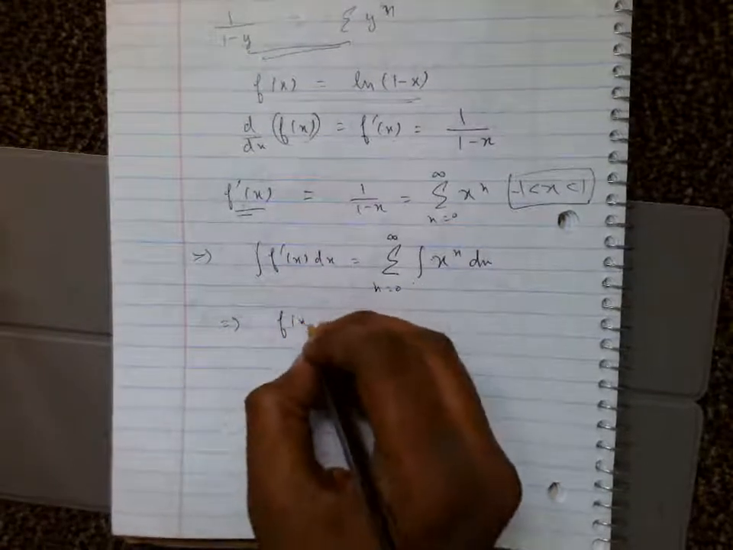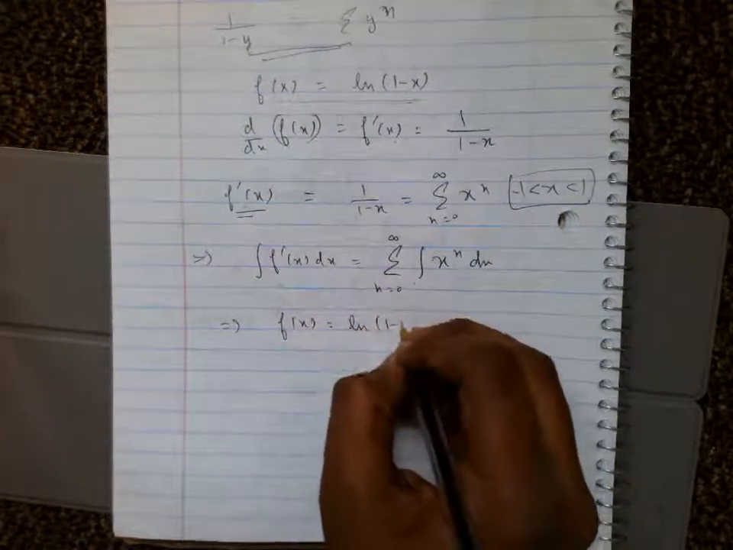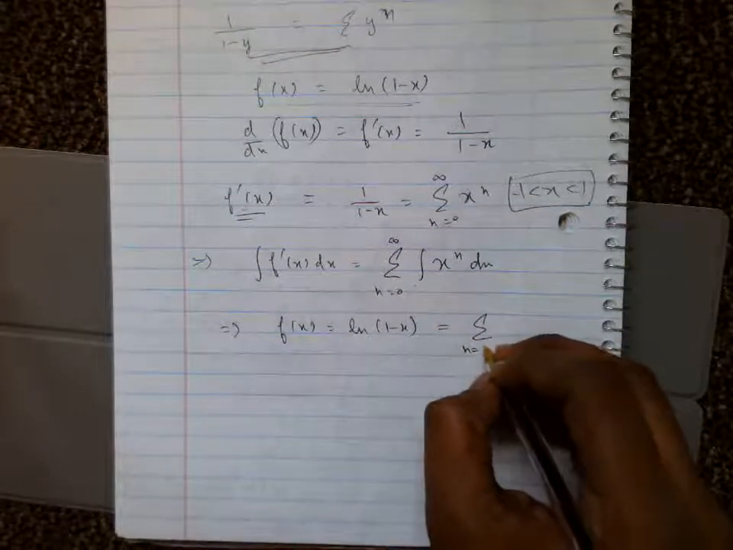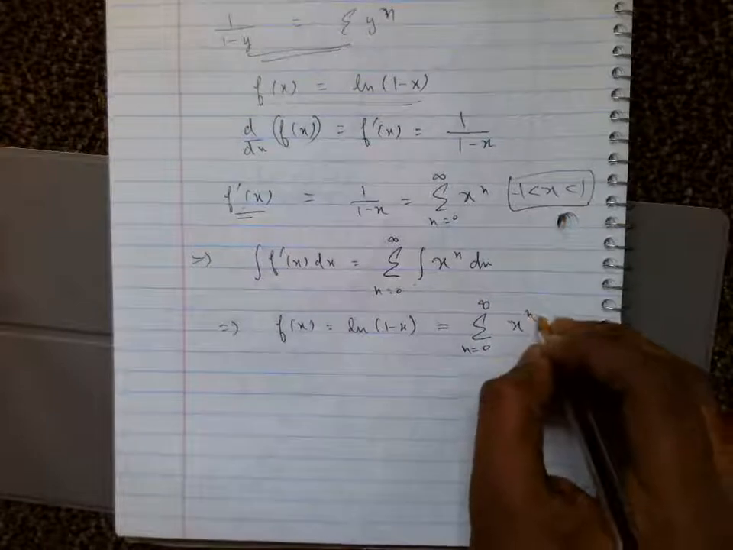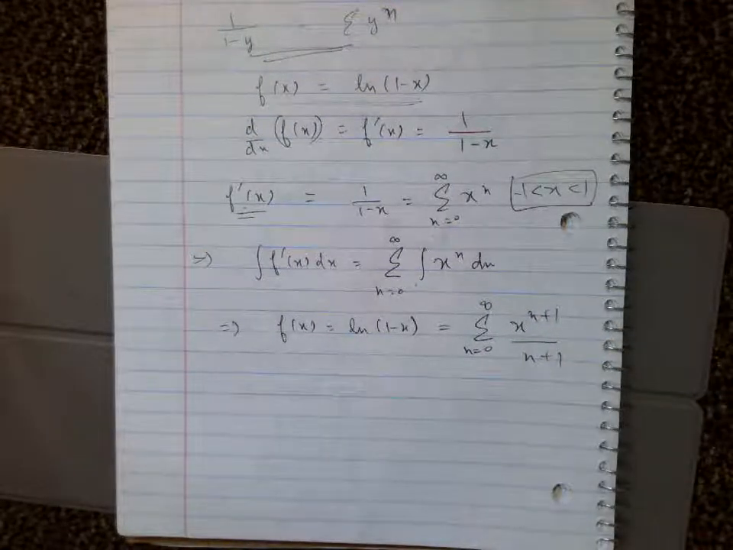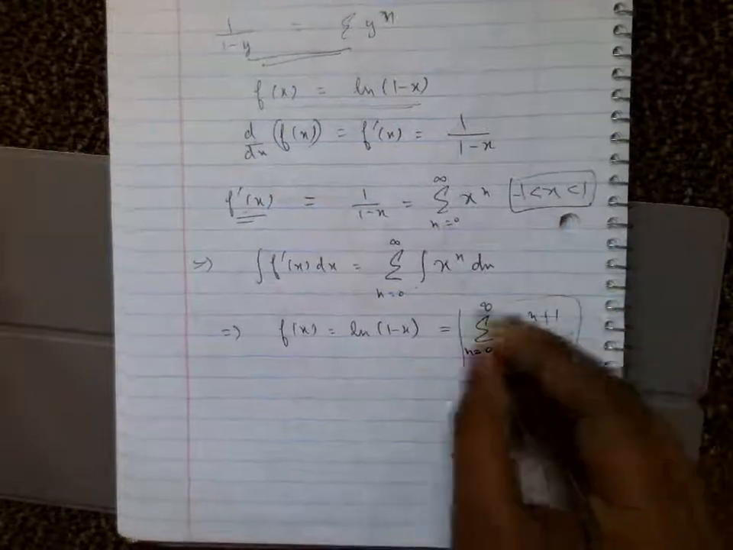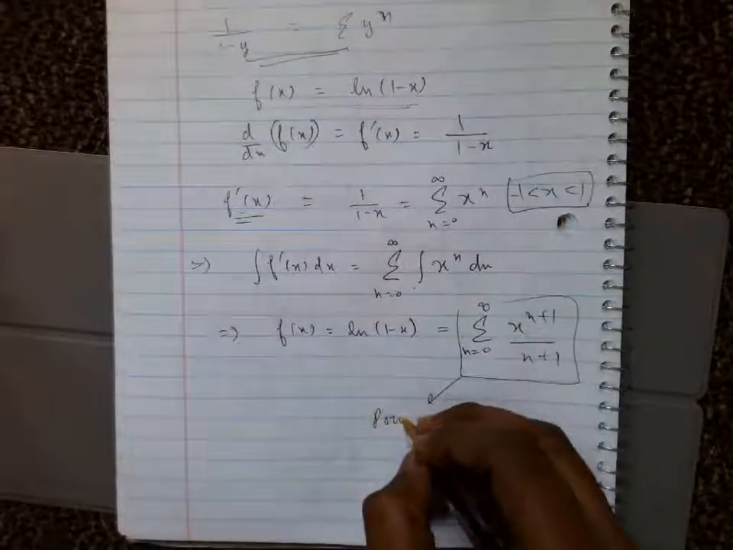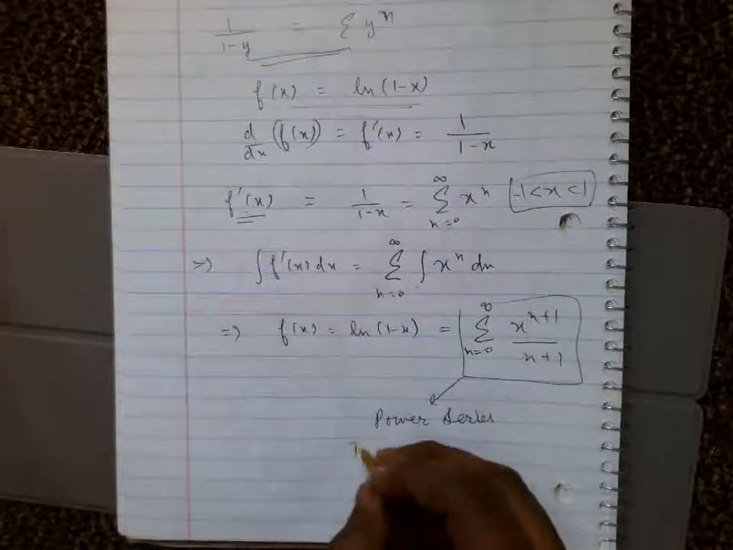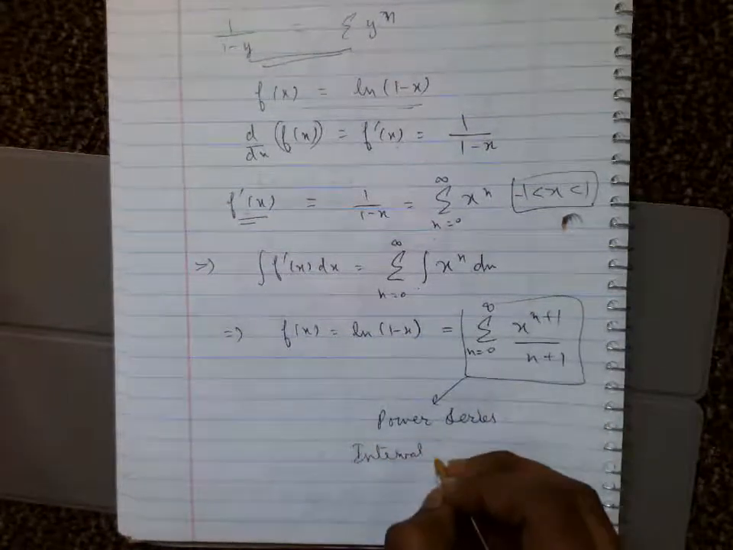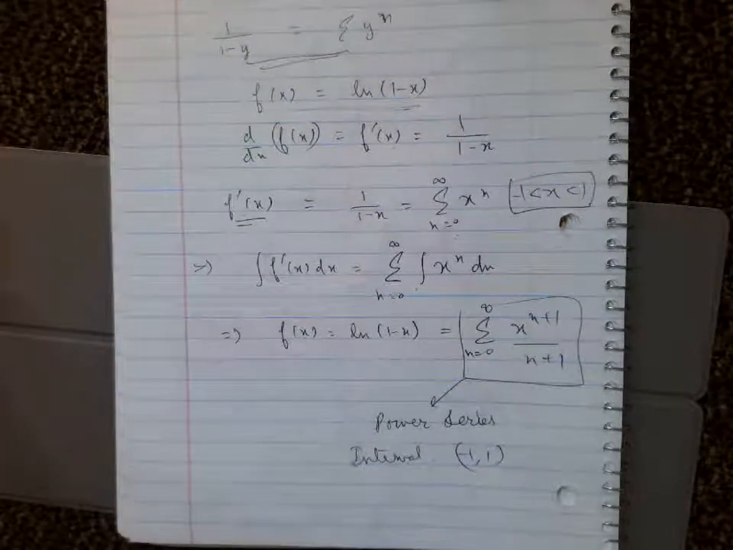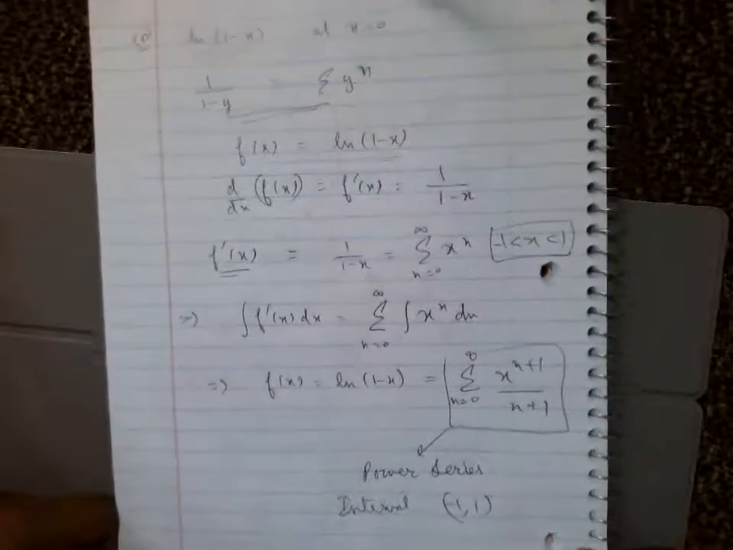So f of x, which is log of 1 minus x, can be written down as summation n running from 0 to infinity of x to the power n plus 1 by n plus 1. So this is our power series expansion, and the interval is minus 1 to 1. Right.